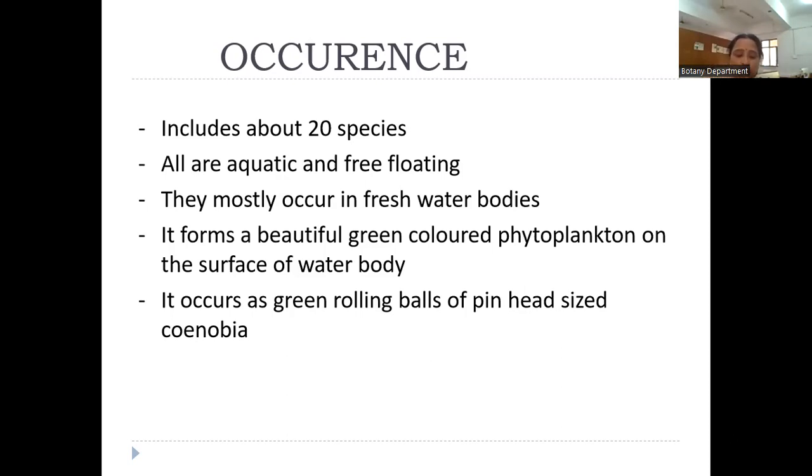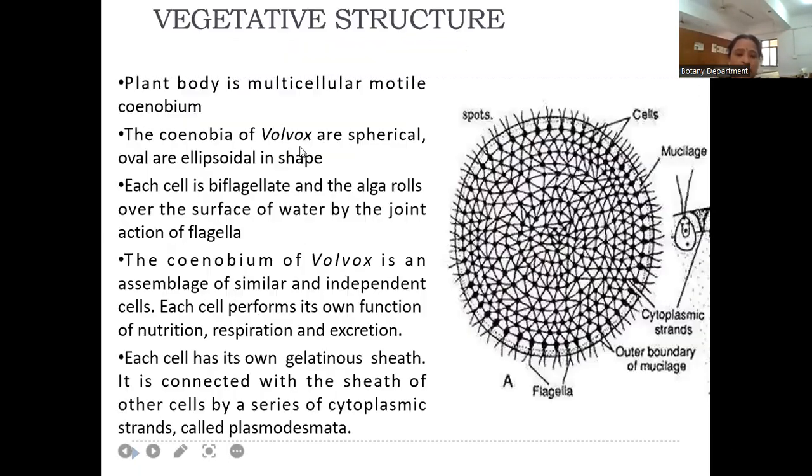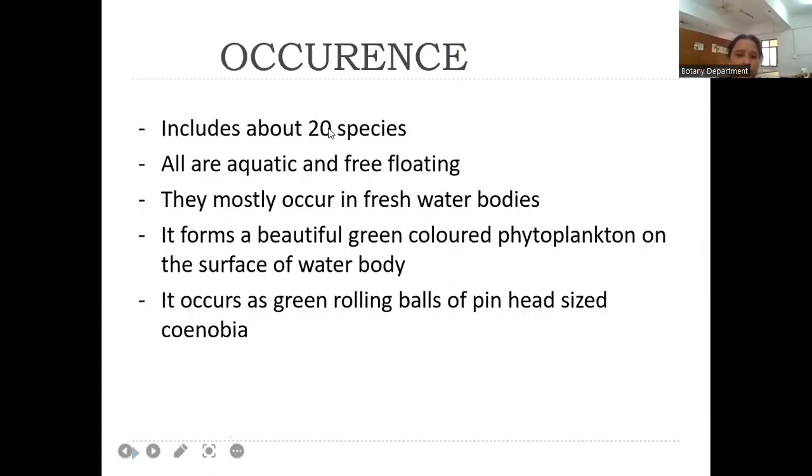The scientists include in this class 20 species to identify. Mostly you can observe them in all freshwater bodies like lakes, ponds, streams, ditches, and stagnant water. And the plant body, what is the plant body? Multicellular colony, very important. Which algae can you identify as colonies? Cenobium, the colony. This is a beautiful green colored phytoplankton on the surface of water bodies. It occurs as what is called the green rolling ball or pinhead sized cenobium. This is the occurrence. Next one, in Volvox there are 20 species, no?